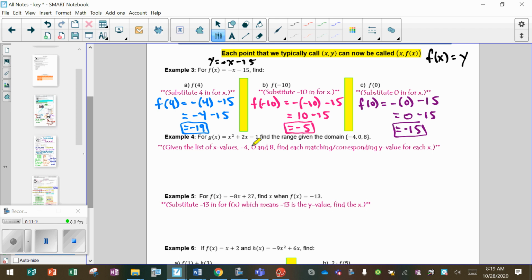So what we're supposed to do when it asks you to find the range given the domain, what they're telling you is that the X values that you are supposed to use are the numbers negative 4, 0, and 8. And you are supposed to find the Y values that would pair up with each one of those X's based on the given equation. So I have this equation, g of x equals x squared plus 2x minus 1. I have X values, numbers to use in for the X's. Plug each number in one at a time, do the calculation, and find the corresponding Y value for each of those X's.